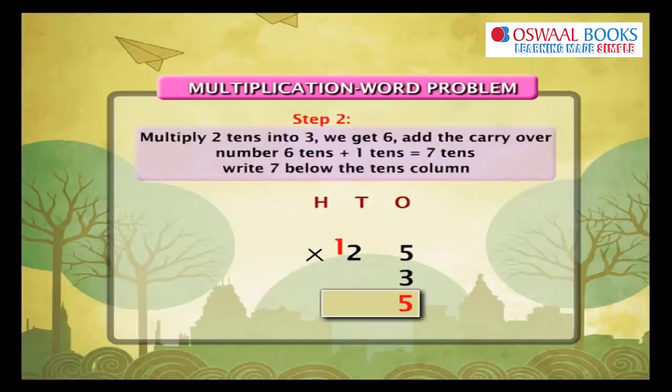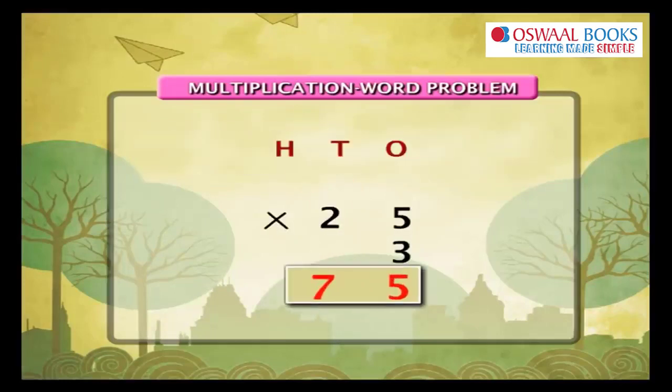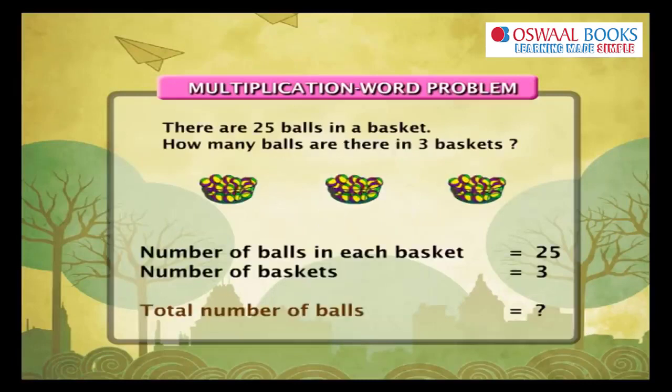Step 2. Multiply 2 tens into 3. We get 6. Add the carryover number: 6 tens plus 1 ten, which is equal to 7 tens. Write 7 below the tens column. Thus, 25 into 3 is equal to 75. Therefore, the total number of balls is 75.